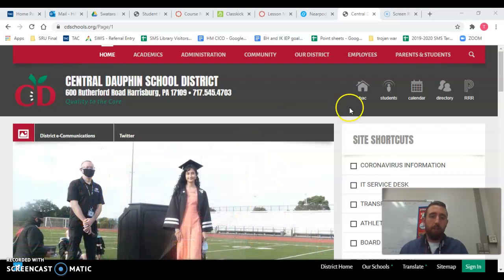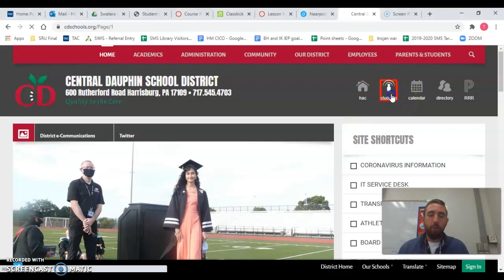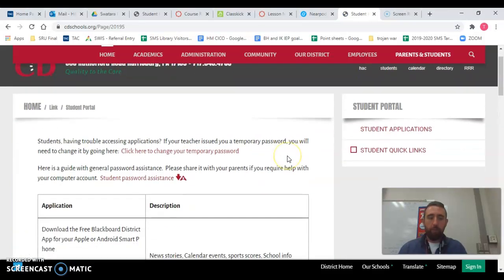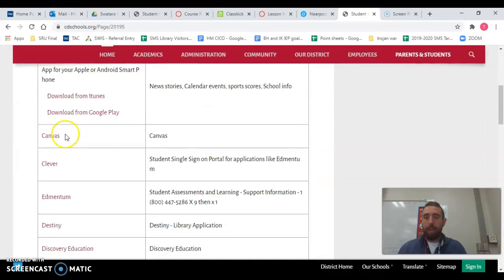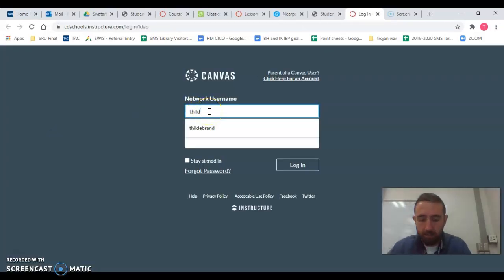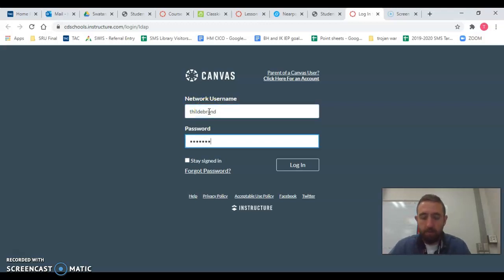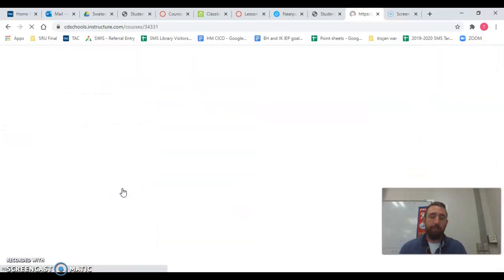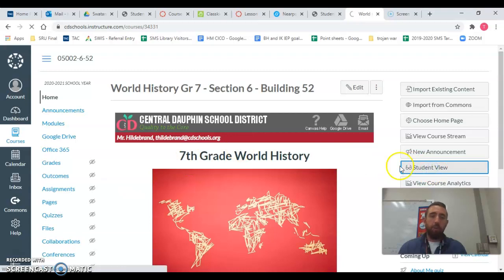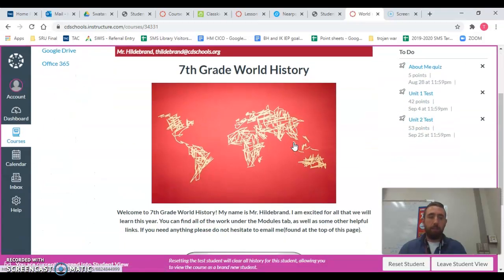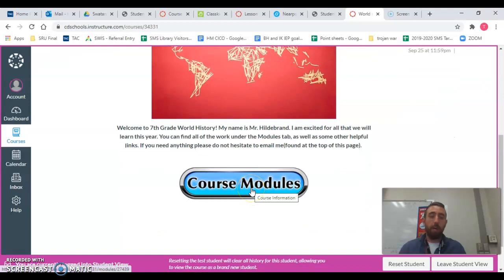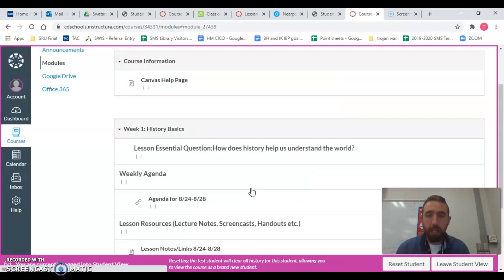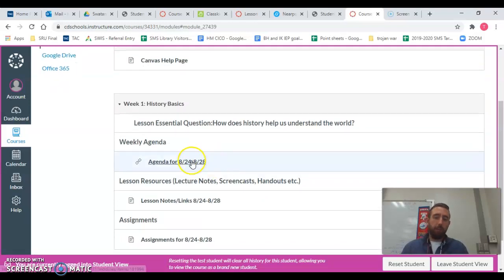So we're going to start this one at the school district website. If you go to the student portal and go down to Canvas, you're going to sign into Canvas. And when Canvas loads, you're going to find World History, grade 7. Your page should look something like this. At the bottom of this page, it says course modules. So you're going to click on that and open it up.